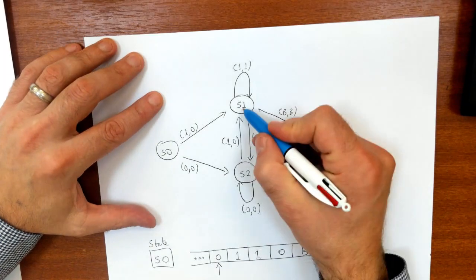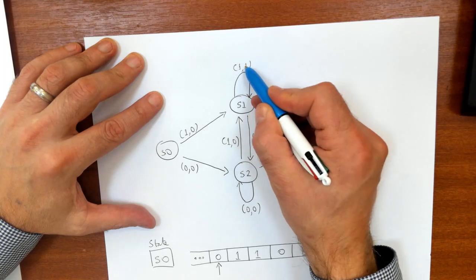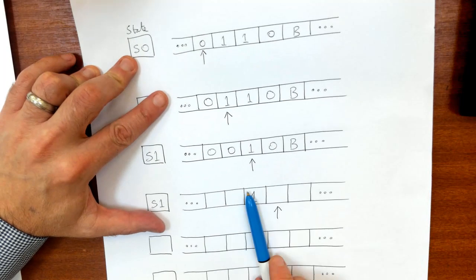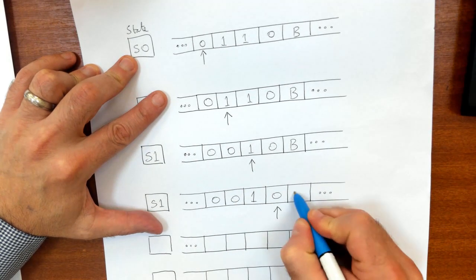Again, we're in S1. If we read a 1, we write a 1, stay in S1, and move the tape head one place to the right. Filling in the rest here: 0, 0, 1, 0, B.